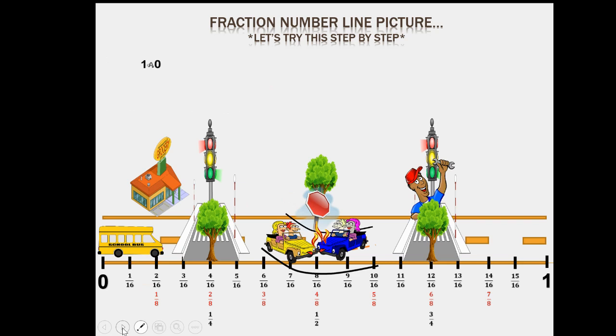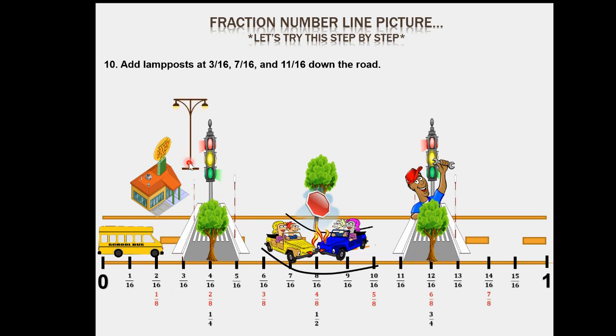So the next set of instructions. 10, add lampposts at 3/16, 7/16, and 11/16 down the road. Let's go ahead and do that. See, I'm putting my lampposts. Again, you don't have to put them right down here, as long as you can see that this lamppost pretty much lines up with 3/16, as does the next one with 7/16, and the next one with 11/16. And let's continue.